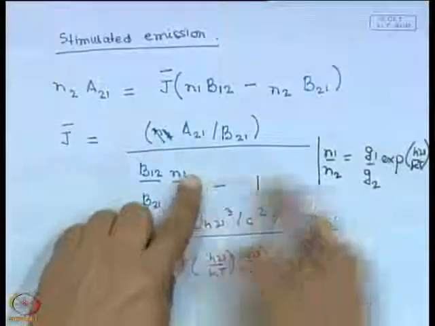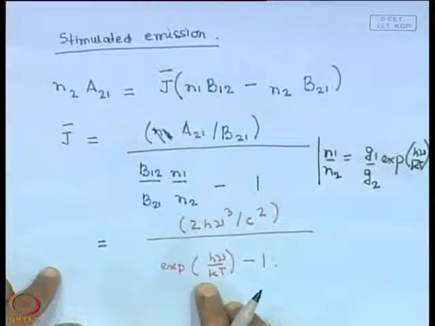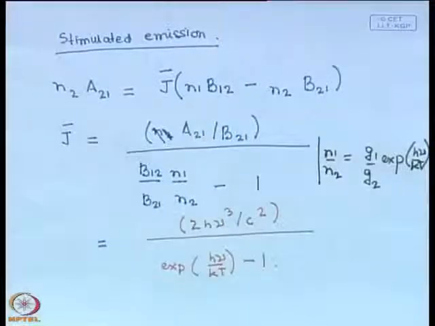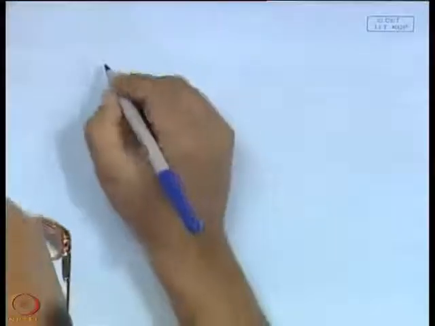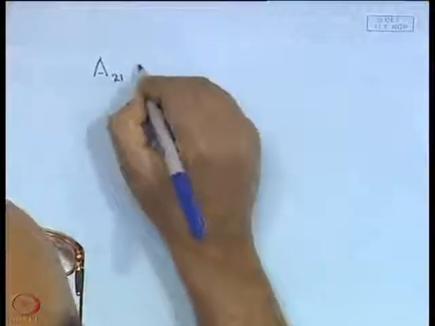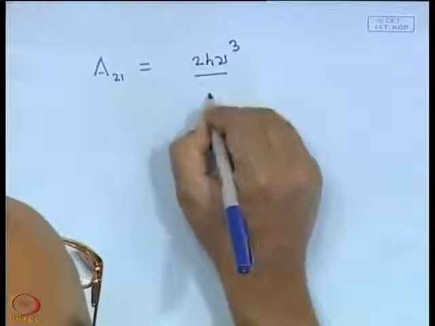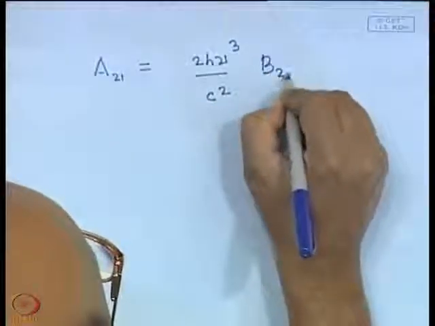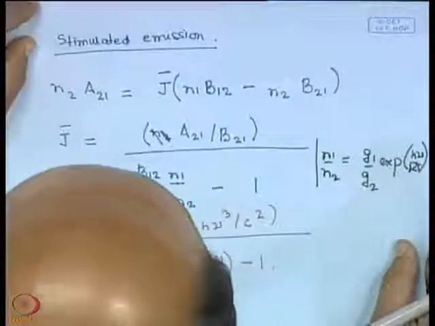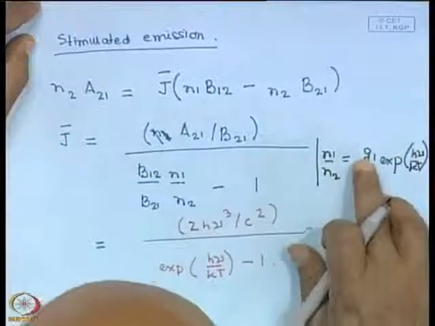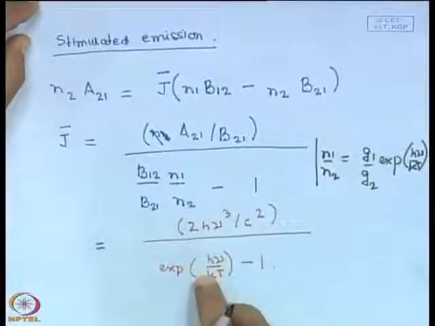So now you see, if you put this in here, these two can be the same provided these Einstein coefficients satisfy certain conditions. So let me write down these conditions, provided A21 is equal to 2h nu cube by c square B21, and we would like B12 into g1 to be equal to B21 into g2, then all that you have left over here is exponential h nu by kT.